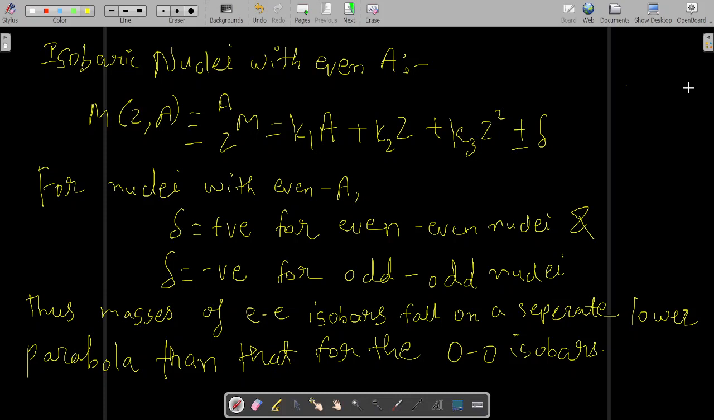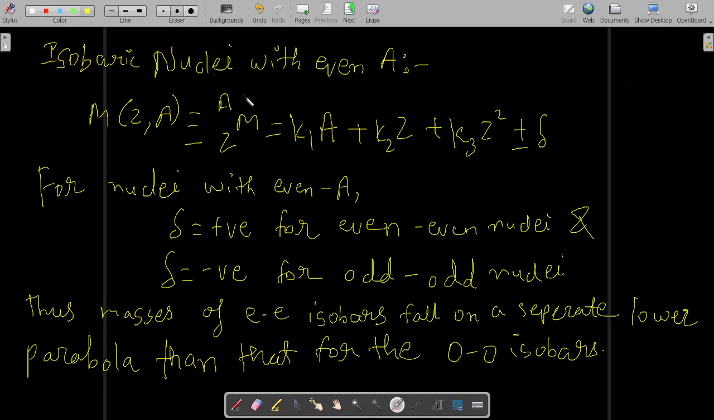So isobaric nuclei with even A means two situations will arise: number of protons even and number of neutrons even, then even plus even equals even; or number of protons odd and number of neutrons odd, then odd plus odd equals even. So, isobaric nuclei with even A.